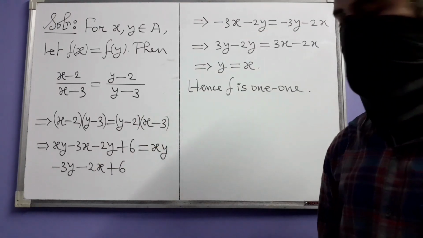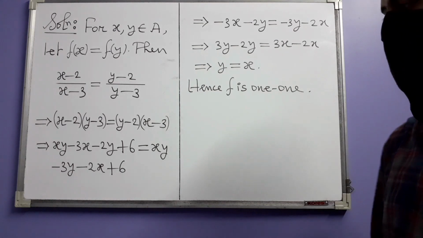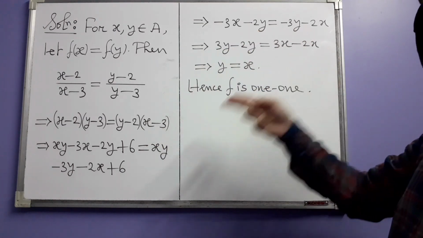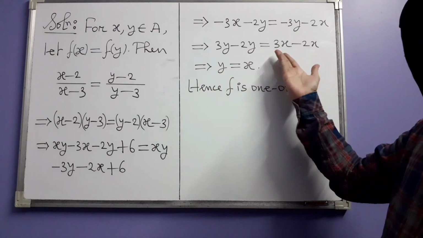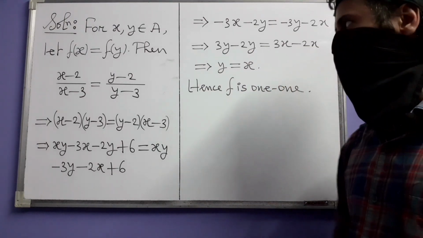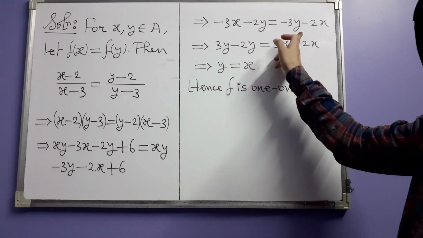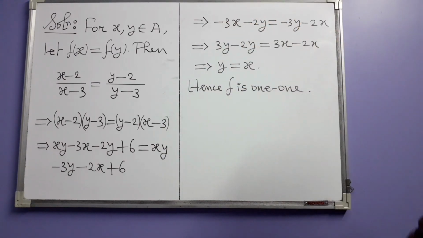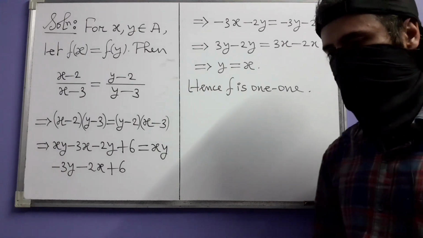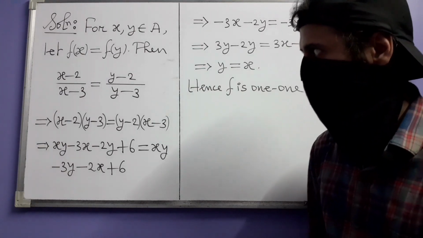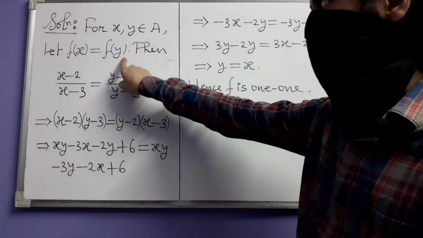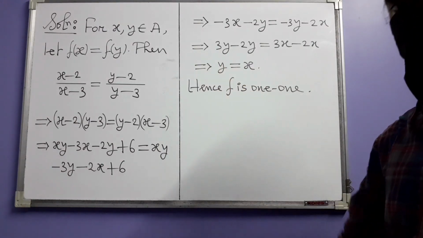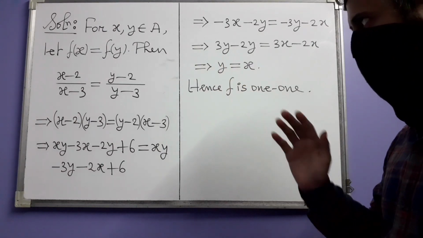So xy and 6 cancel out from both sides, leaving us with this: minus 3x minus 2y equals minus 3y minus 2x, which you can see, if you change sides, you can write like this: 3y minus 2y is equal to 3x minus 2x, or y is equal to x, that is x and y are the same. So if outputs are equal, then so are the inputs. So that means yes, f is 1-1. And next we show that f is also onto.